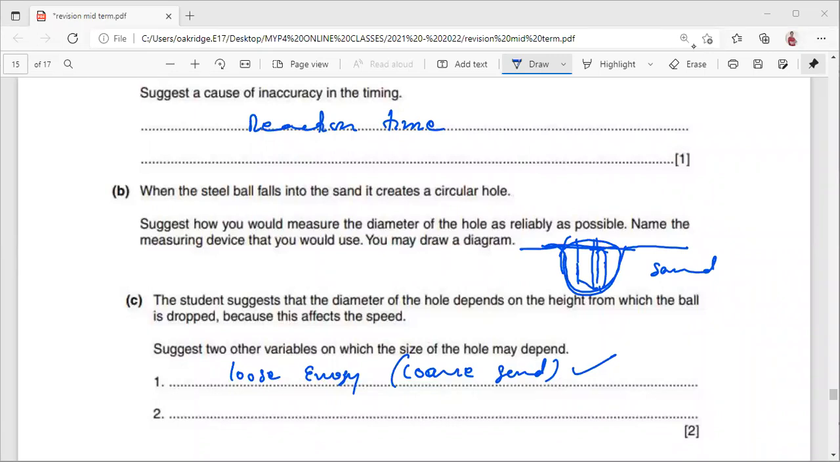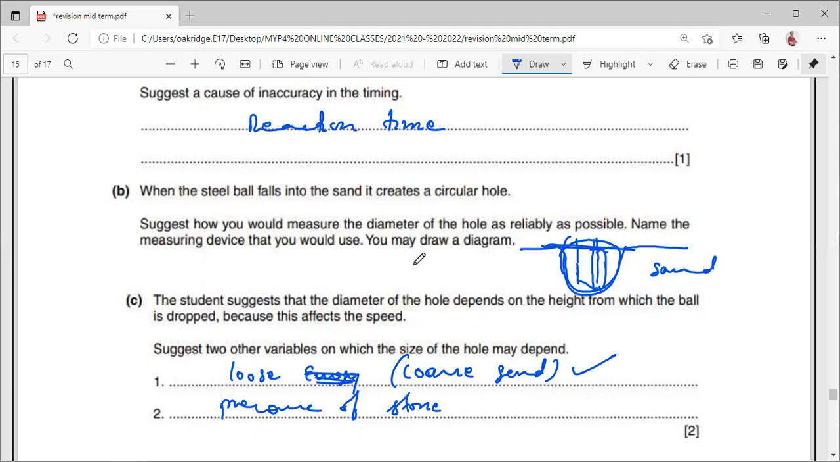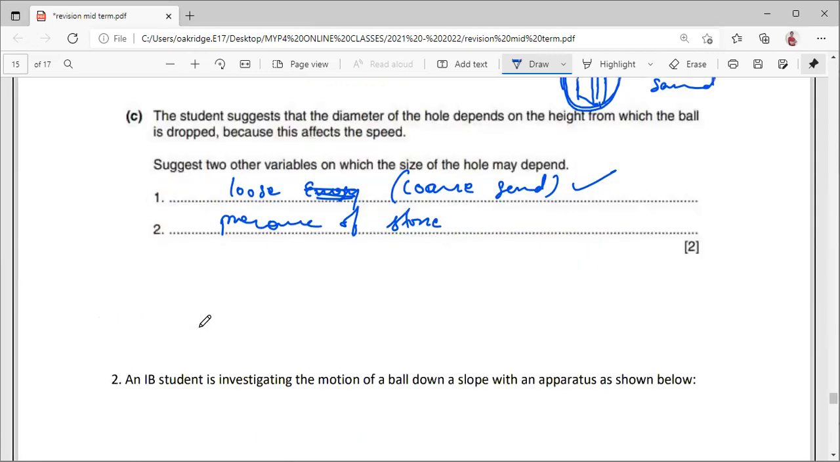So one variable is loose sand. What is this I have written? Loose sand or coarse sand. The second one is the presence of stone or any other particles present. If it's a fine sand, definitely it can move through it. Okay, it's a wet sand, or maybe if there's a presence of stone or something like this, definitely the particle may not be able to penetrate through it. Okay, then let me move on to the next one.